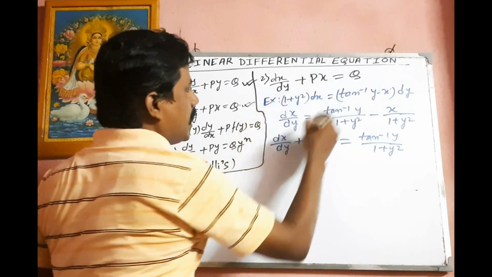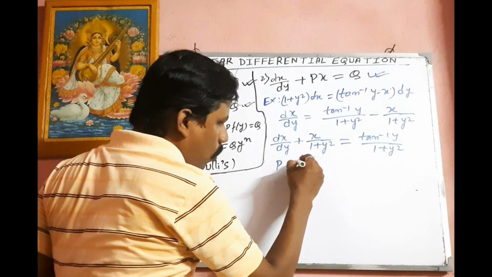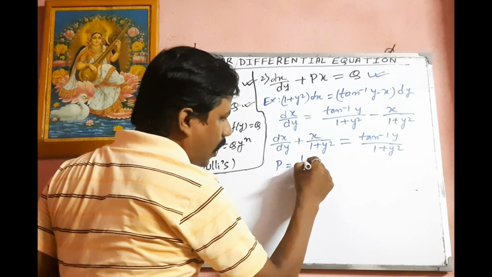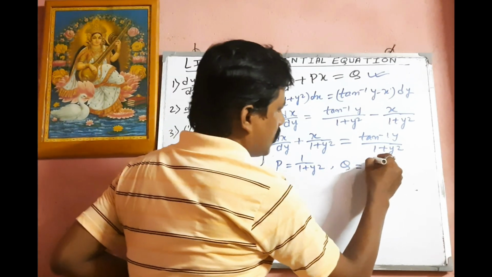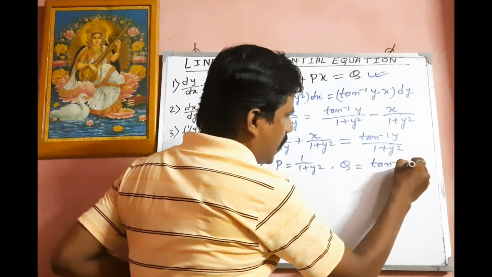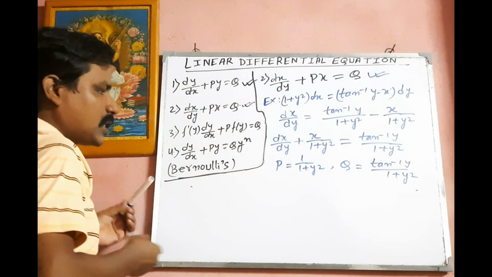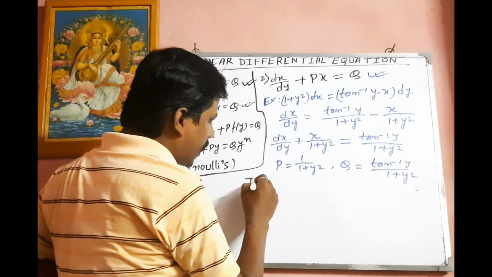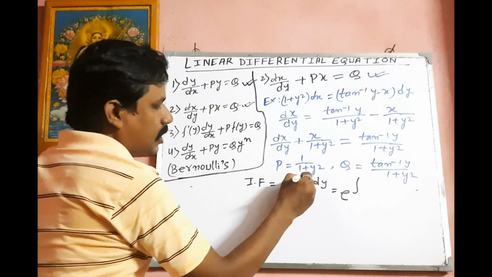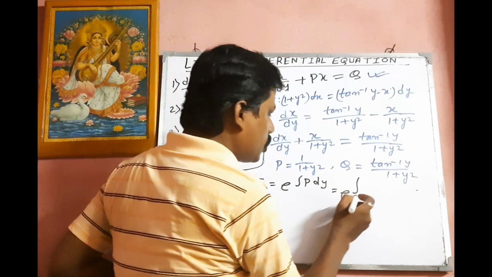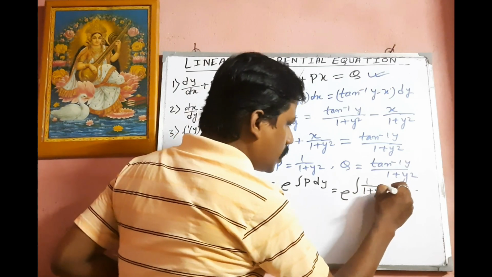Now comparing this with the standard form, we get P is equal to 1/(1 + y²) and Q is equal to tan⁻¹y divided by 1 + y². So IF, that is the integrating factor, is equal to e to the power integration of P dy, that is e to the power integration of 1 divided by 1 + y² dy.